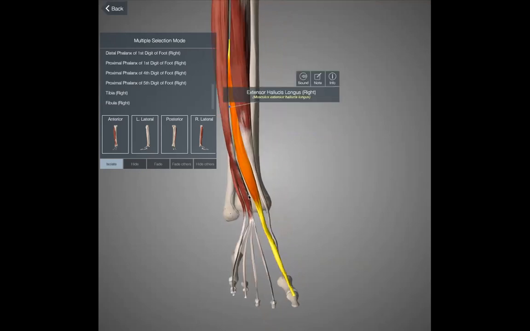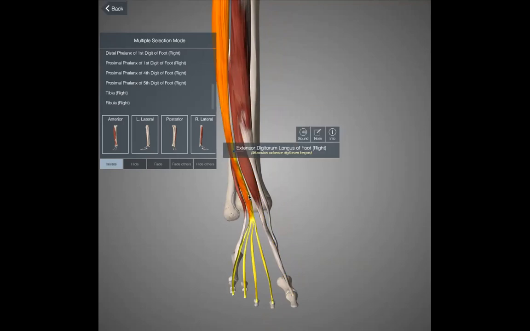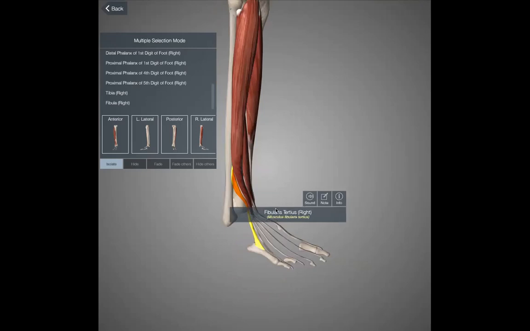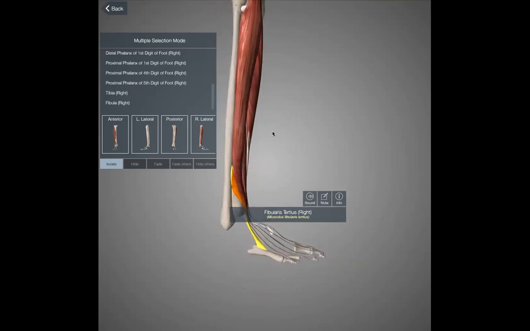And then one muscle alone to control the other digits or the toes from 2 to 5: extensor digitorum longus of the foot. And then finally, you have this one, fibularis tertius. It originates from the extensor digitorum longus, from the medial surface of the fibula here. Okay, we will dive into it, don't worry. Yes, from here.